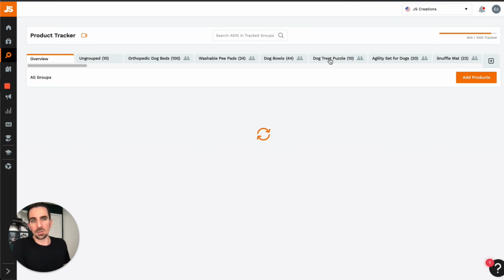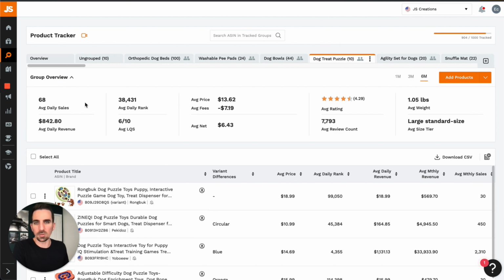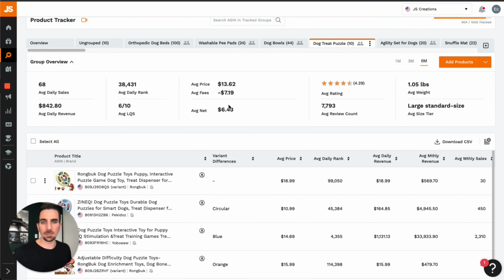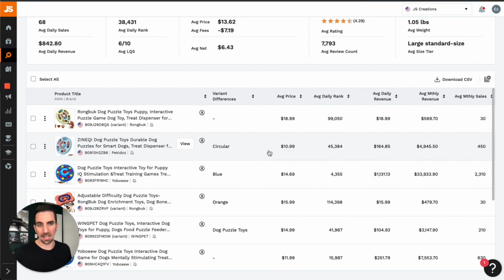Because you'll see here that as you begin adding the products to the product tracker, just like the extension, there is this group overview, and it will give you that aggregate information about the average number of sales, the average net profit, average star rating, all of that kind of stuff. The difference is that in this tool, these numbers are specific to the product listings that I have chosen to add here myself.